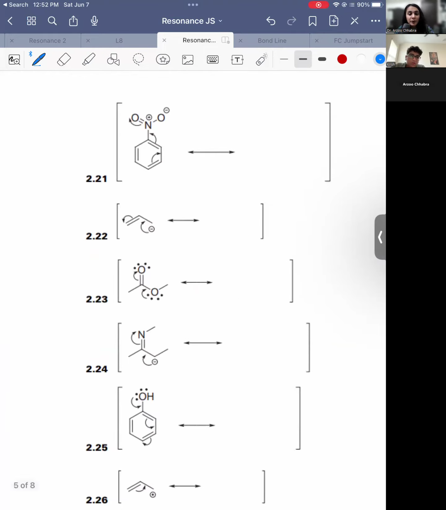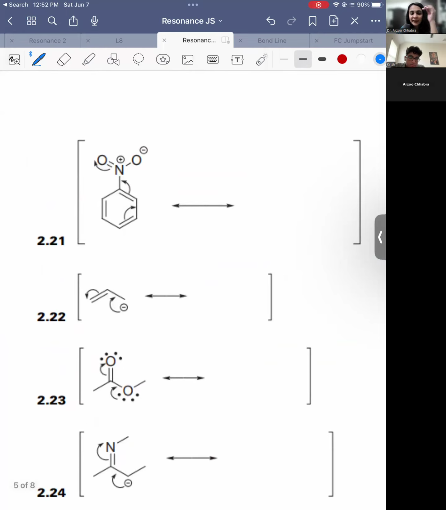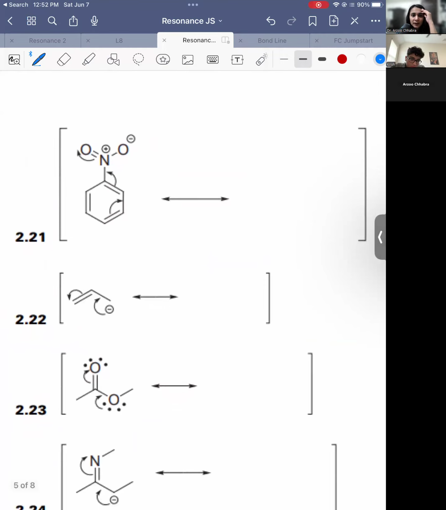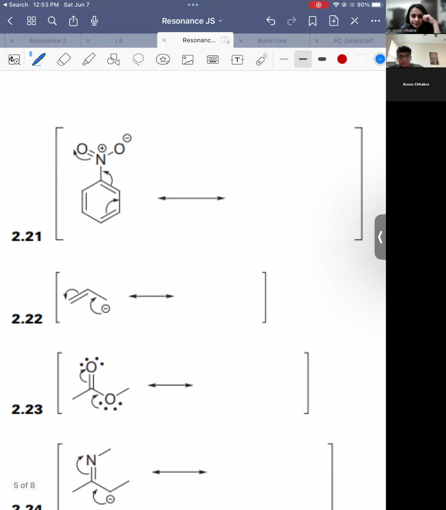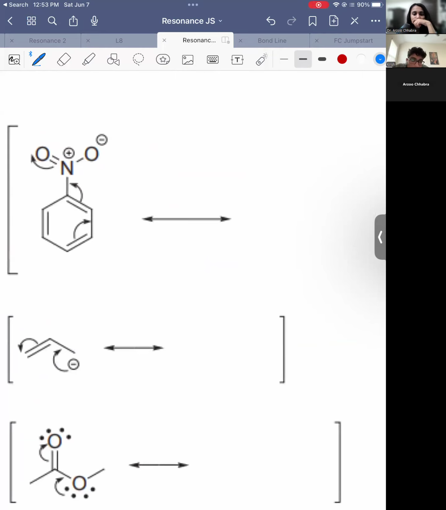So I think now they want you to actually write the resonance structure instead of writing the arrows. So when the arrow moved like that, how will the new resonance structure actually look? Can you zoom in a little bit more? Yeah. Okay.